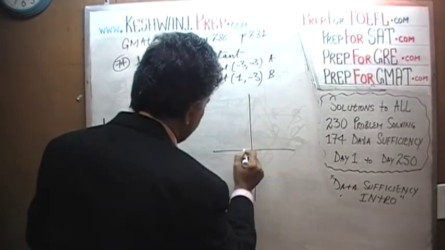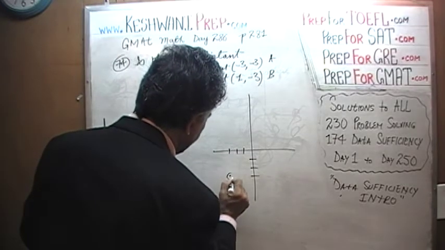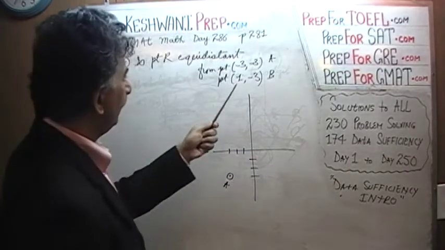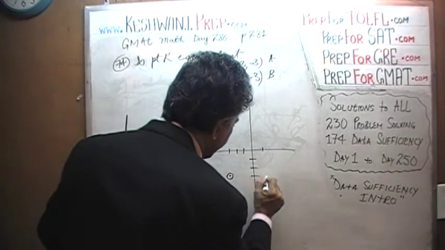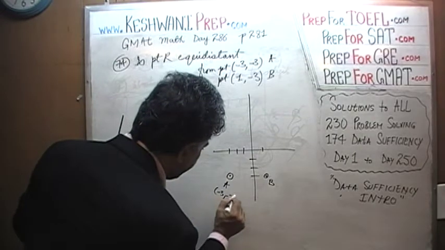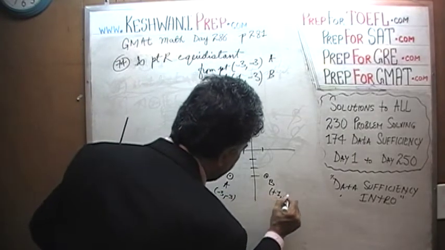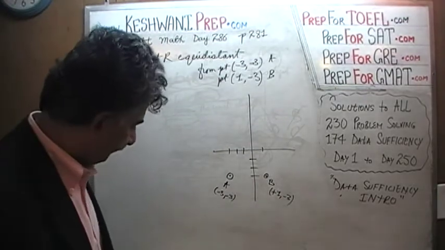-3 and -3, 1, 2, 3, 1, 2, 3. So point A lies here, and point B is 1 and -3, right here. That's your point B. This is -3 and -3. This is +1 and -3. So far so good. Let's see what they tell us in the first statement, shall we?